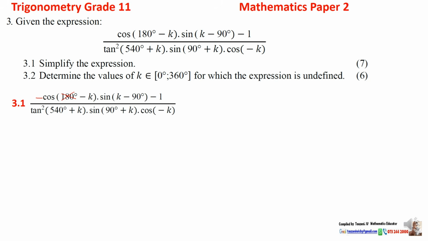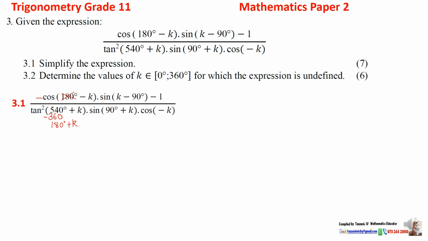Then I have 540 here. From 540, if a number is bigger than 360, you subtract 360 from it. So this is 540 minus 360 degrees. We notice that this will become 180. So this is the same as 108 degrees plus k.